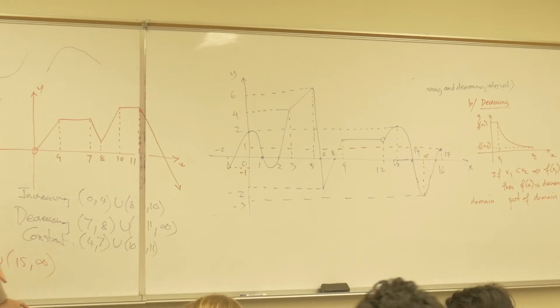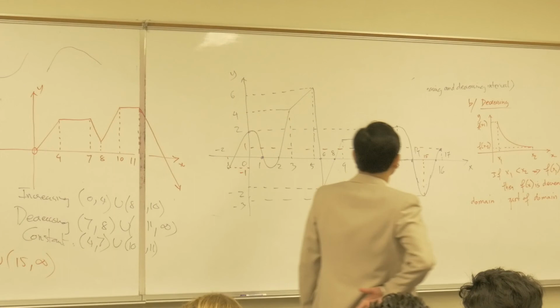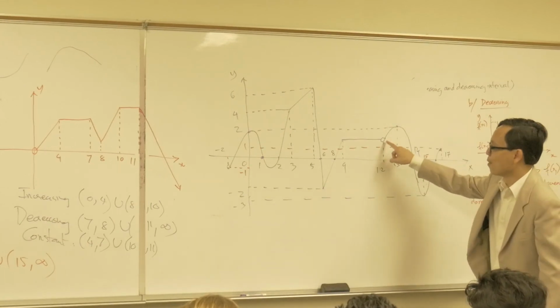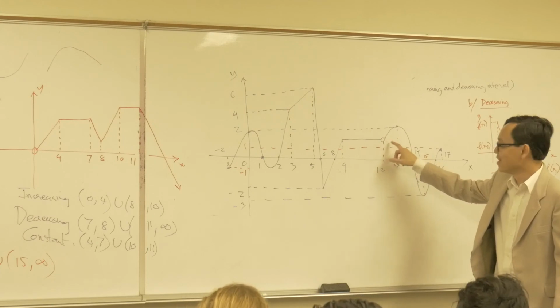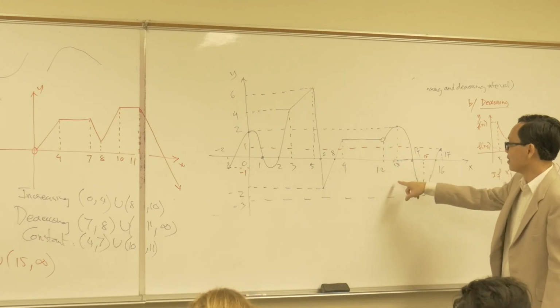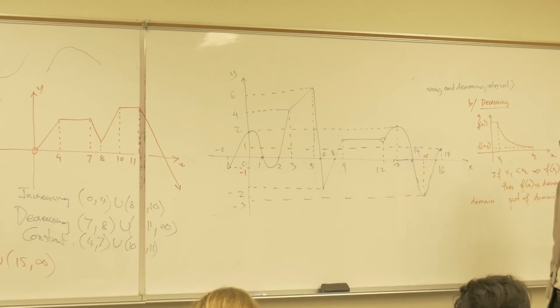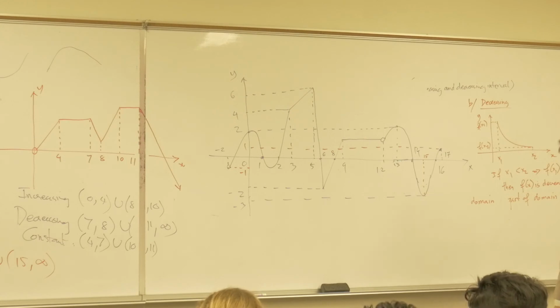Let me ask you, what is the domain of this? Negative 2 to 17? Right here, the circle is undefined. Negative 2 to 12, then 12 to 17. How about range? Negative 3 to 6. Okay. Because it's still defined at y.